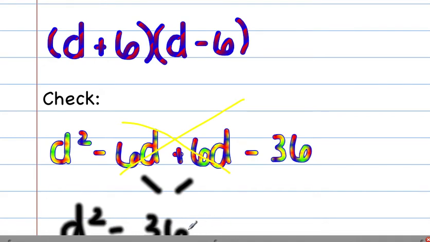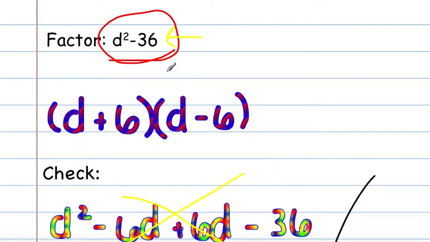I apologize for that being a little covered up at the bottom, but what we should have is this should all work out, and we have a check, so this will give us back to it, our d squared minus 36. So right here are our factors for this one, so this is our answer, d plus 6 and d minus 6.